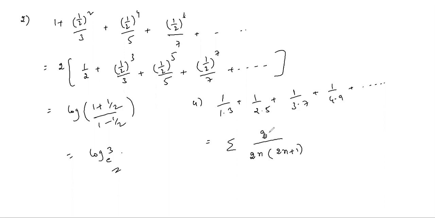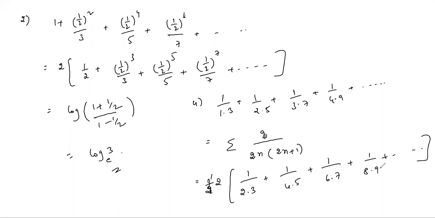Okay. Multiply with 2 and divide with 2 for each term. 1 by 2, I am multiplying 2 into the denominator. First term you multiply with 2: 2 into 3, 4 into 5, 6 into 7, 8 into 9. Okay. First term you multiply with 2 and divide with 2. Now the differences are the same.